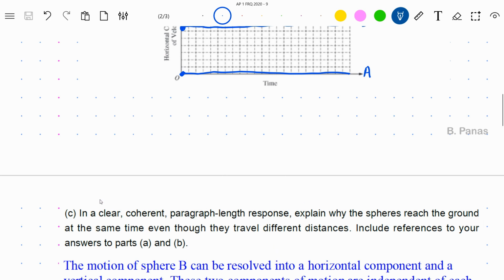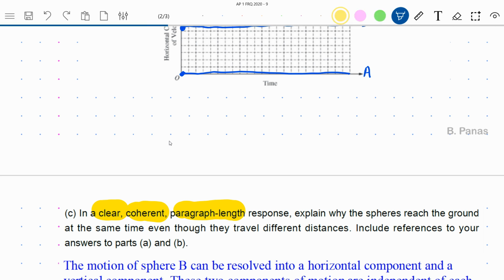It says, and this is very standard wording on this kind of question, in a clear, coherent paragraph length, so those are three separate parameters, each of which is important, explain why the spheres reach the ground at the same time. So we're not even being asked, do they? We've already been told that they do. We're now being asked to explain why the spheres reach the ground at the same time, even though they travel different distances. Include references to your answers to parts A and B.